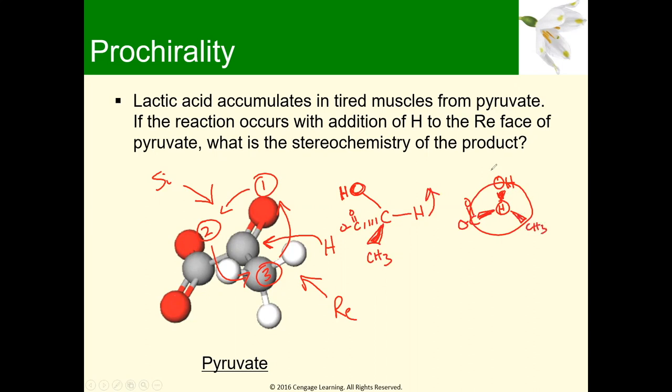So in terms of priority, this is 1, this is 2. Again, because when you're comparing the 2 carbons, this carbon has 2 oxygens attached to it, so it's higher priority. And this is a 3. So that's 1, 2, 3. That's a left turn, or counterclockwise. So this product is going to have the S configuration. So what is the stereochemistry of the product? It's going to be S configuration.